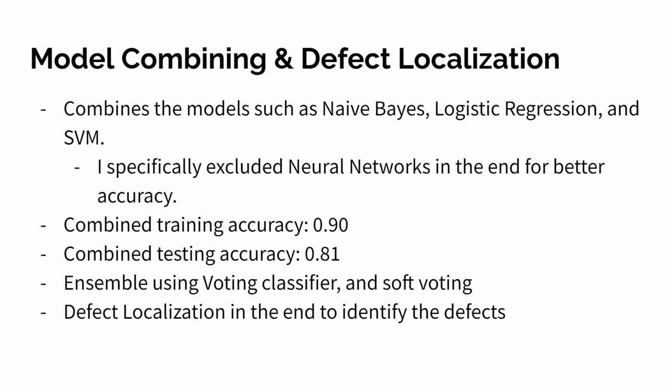So I only considered naive Bayes, logistic regression, and SVM. That does not mean that I did not apply neural networks. I did specifically apply them multiple times, but I attained a high accuracy of 0.9 and 0.81, as you can see, even after combining, which I did through ensembling methods, voting classifier and soft voting, because these two particular ensembling methods in this particular scenario were really more helpful than the other two. One was the gradient boosting.